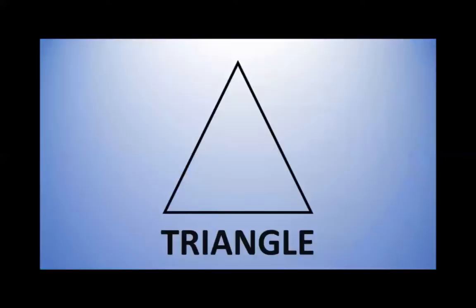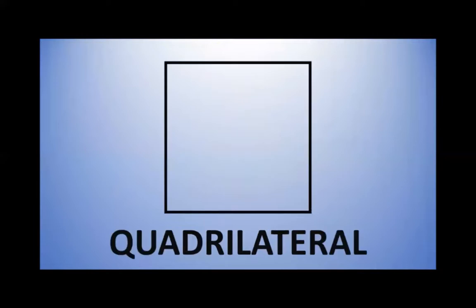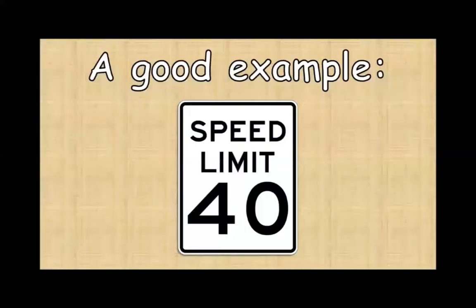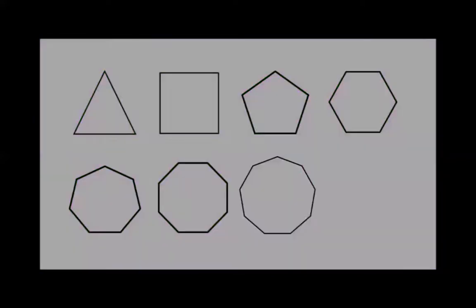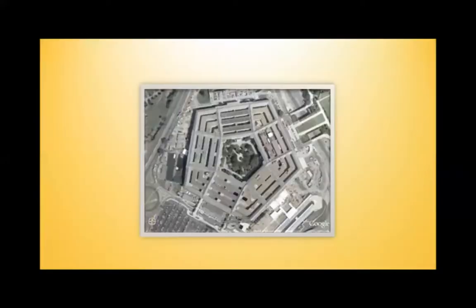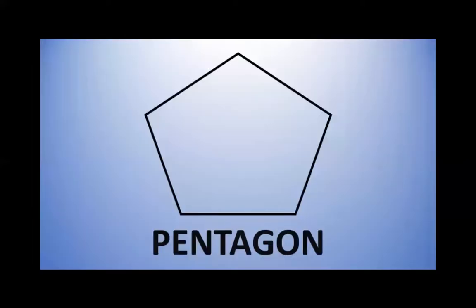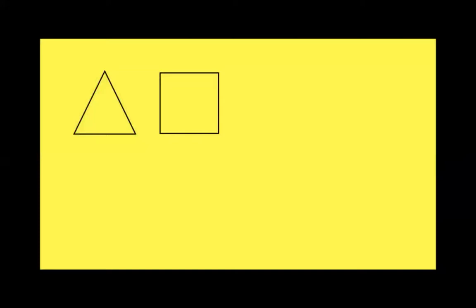A triangle has 3 sides and 3 angles made from straight lines. You see triangles all the time. A triangle has 3 sides. A quadrilateral has 4 sides and 4 angles made from straight lines. A good example is a speed limit sign. A quadrilateral has 4 sides. A pentagon has 5 sides and 5 angles made from straight lines. The Pentagon building might come to mind. A pentagon has 5 sides. A hexagon has 6 sides and 6 angles made from straight lines. Hex and 6 have an X. That's right. A hexagon has 6 sides.